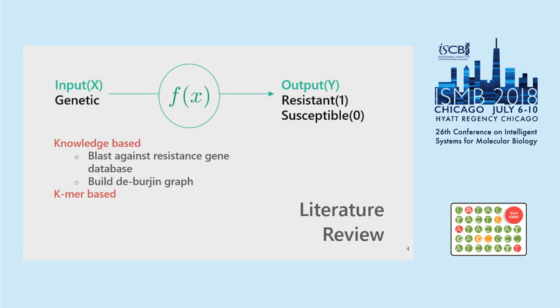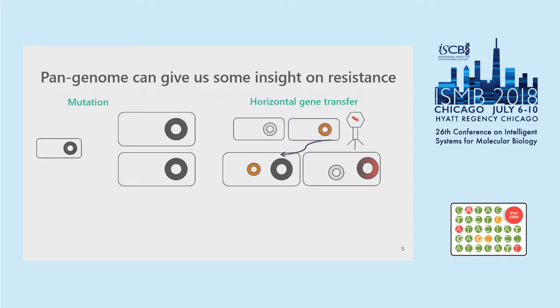For knowledge-based models, if there are some novel mechanisms, they may miss them. And for k-mer-based models, it's rather difficult for them to backward interpret what the features mean. Therefore, we propose our pan-genome-based method, and I will explain in the next slide why this might be a good choice.